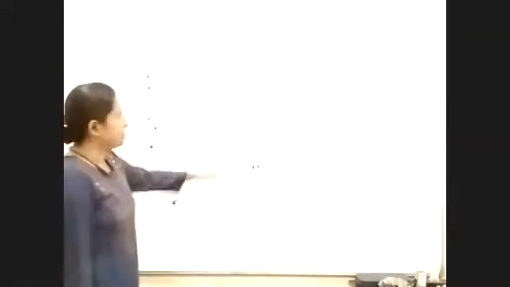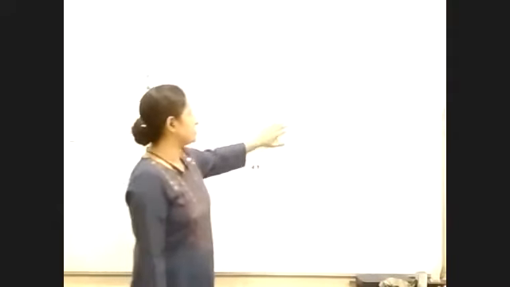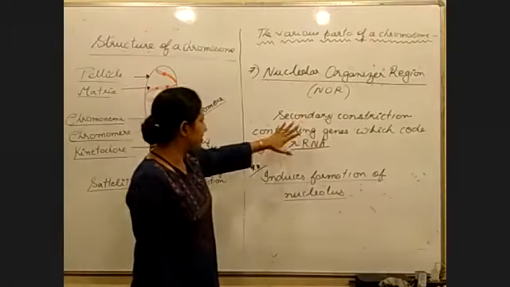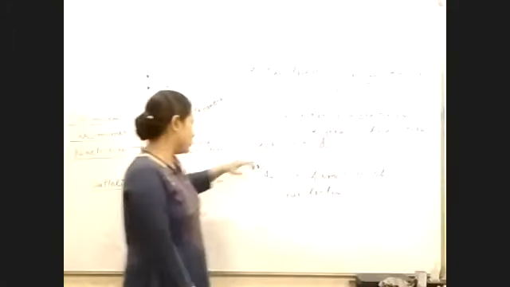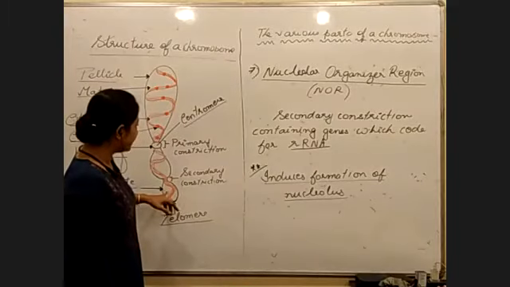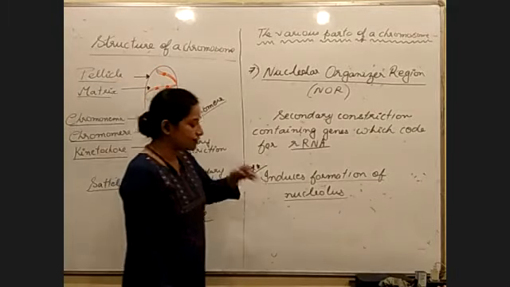Right? So we have an area called NOR. This is nothing but the secondary constriction part, because this area is called NOR. Right? Secondary constriction. What is NOR? Secondary constriction containing genes which code for RNA, and this is what induces the formation of the nucleolus.